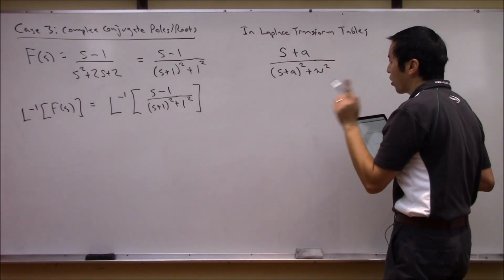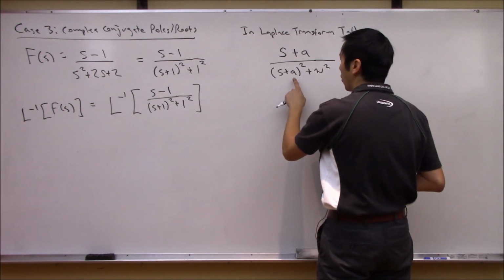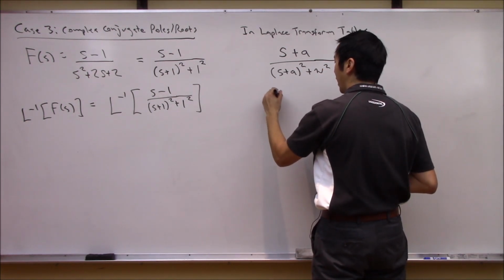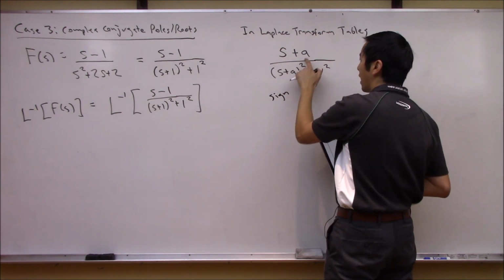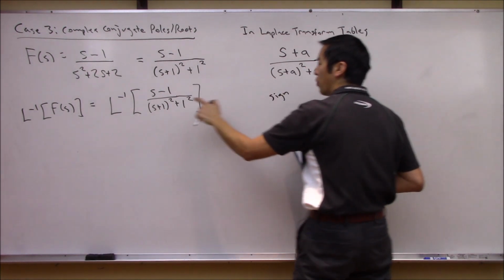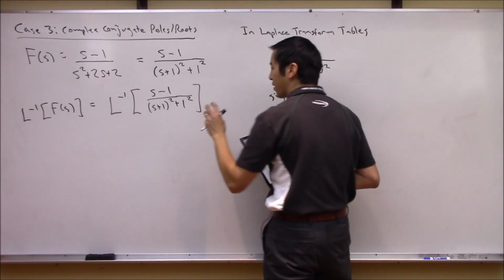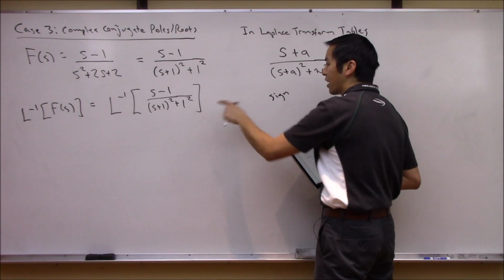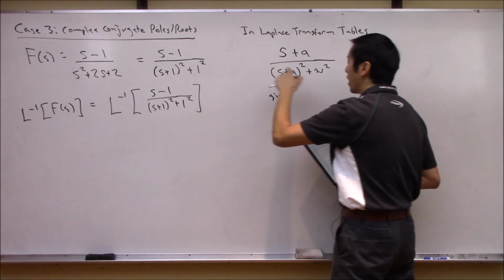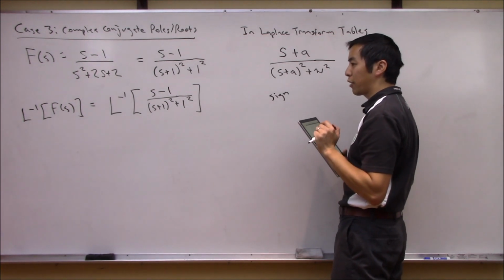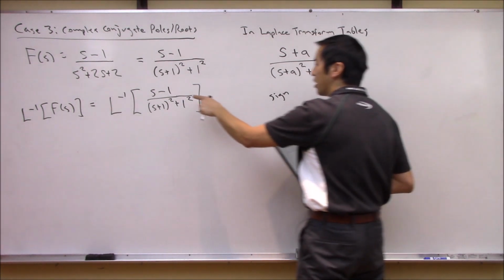Now, the problem here is that if you look at this closely, we have a sign problem. Namely, this is s plus a and s plus a. We have an s minus 1 and an s plus 1. So there is a sign problem here that's not going to allow us to directly take this form and inverse Laplace transform it to an exponentially decaying cosine. We've got to get it to look something like this. So we're going to play a little bit of a trick here.